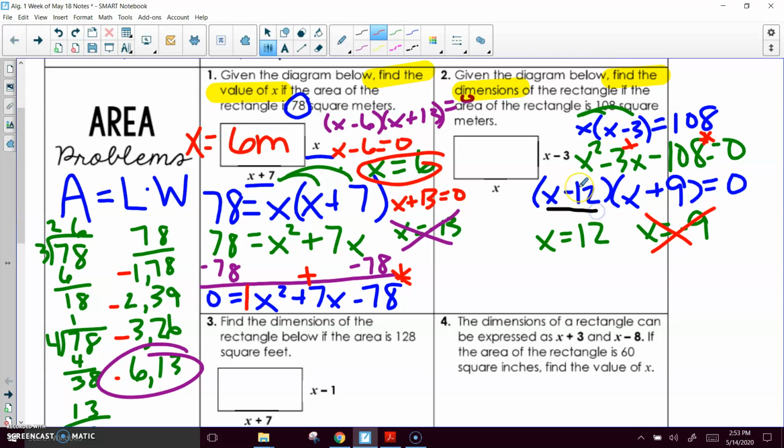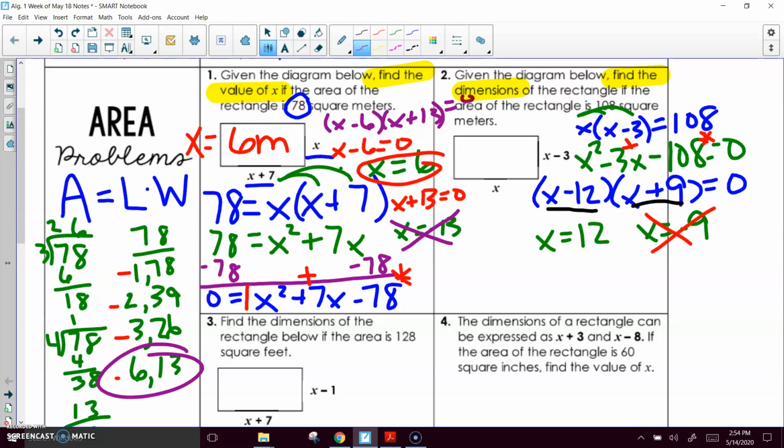Okay, x minus 12 is equal to 0? That is x equals 12. x plus 9 is equal to 0? That's x equals negative 9. Again, x stands for the length of a side of a rectangle, and we cannot have a negative. So the only possibility here is x equals 12.